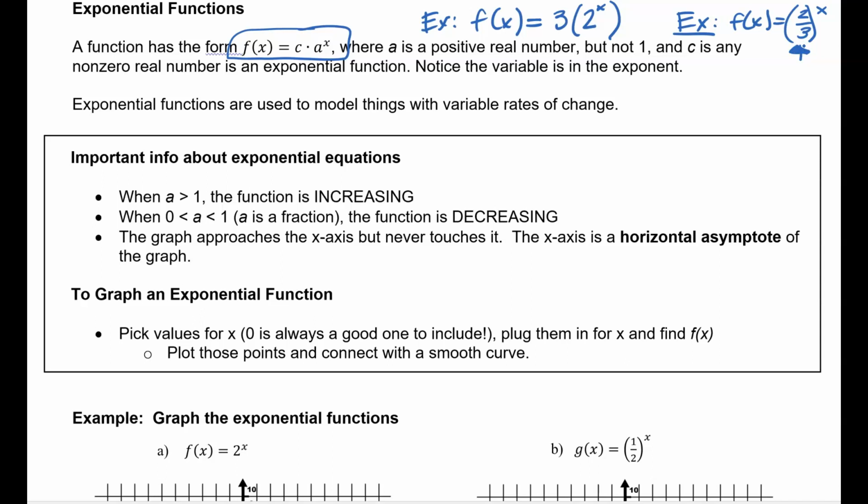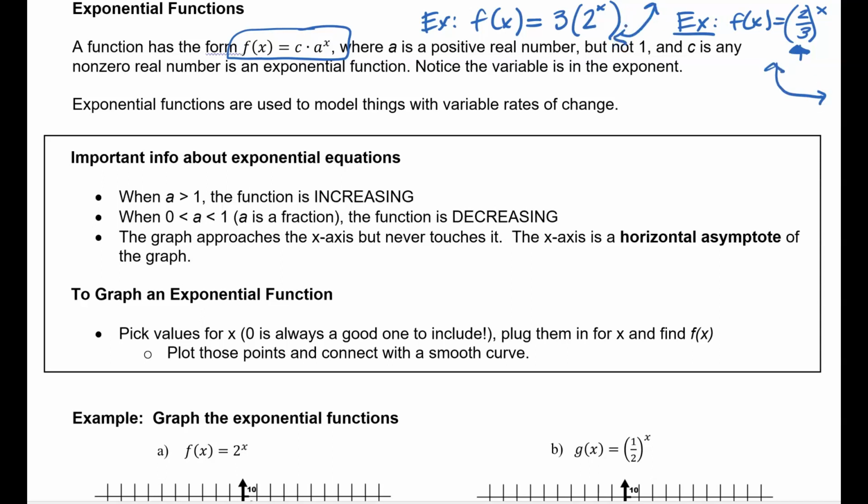Whenever you have an a value, so the base, the number that's being raised to x, if that is greater than 1, the function is going to be increasing. Okay, so it's exponential growth. So for example, like my example right here, that's going to be exponential growth. And so if a is a fraction, then the number that's being raised to x, then it's going to be decay. And so it's going to go like this. And so this one is going to be growth.